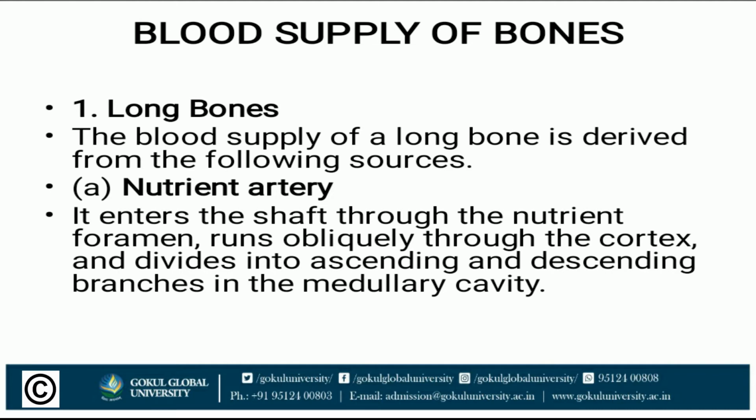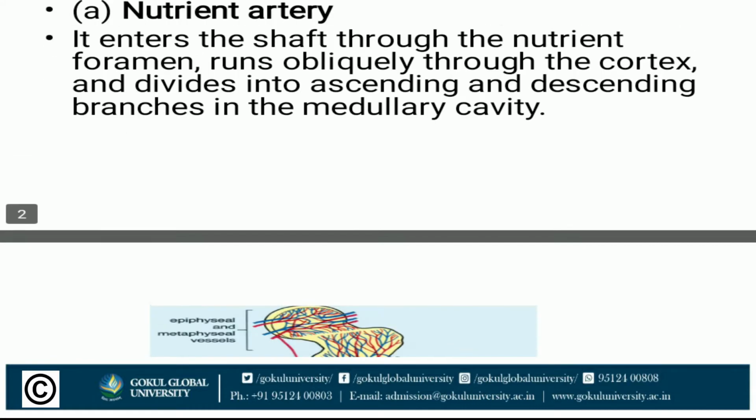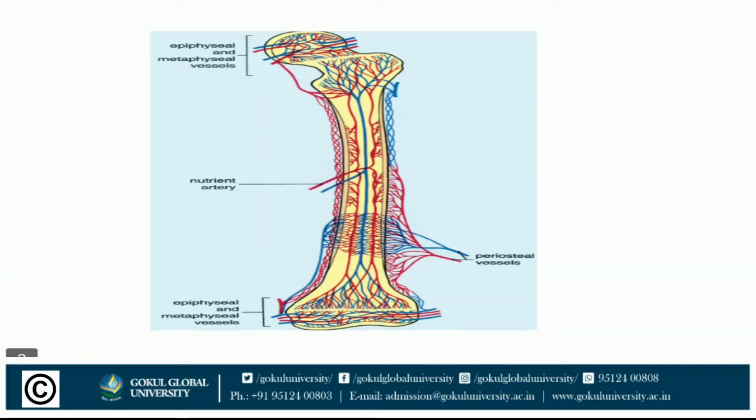Long bones. The blood supply of long bone is derived from the following sources. First, nutrient artery. It enters the shaft through the nutrient foramens, runs obliquely through the cortex, and divides into ascending and descending branches in the medullary cavity. In this diagram, you can see nutrient artery enters through the nutrient foramen and runs in an ascending as well as descending pattern.